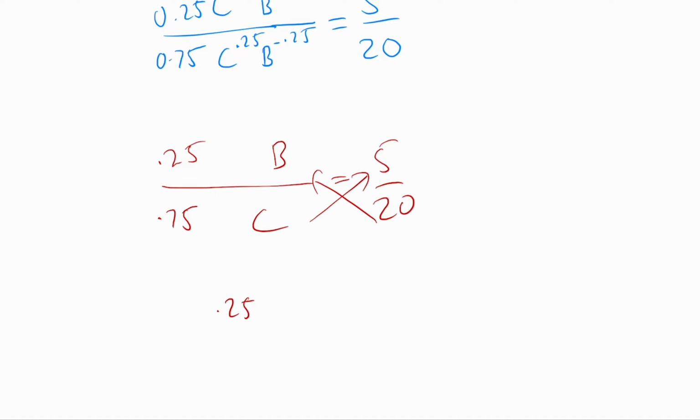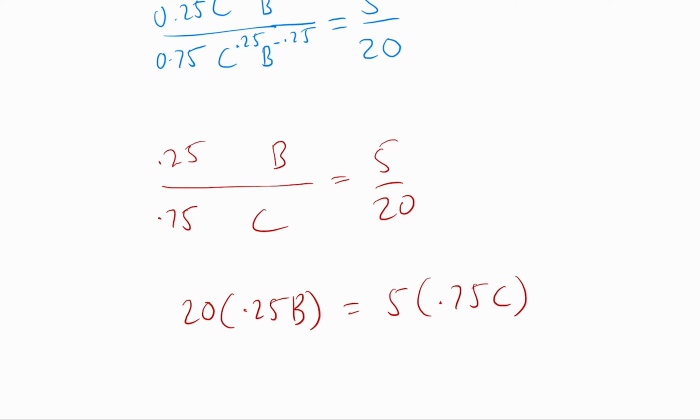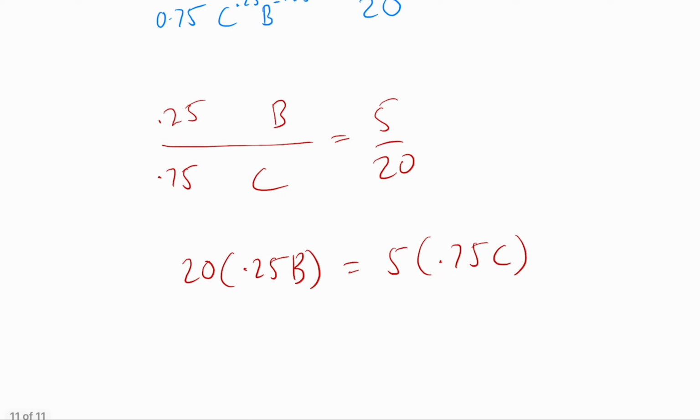Yes, like this and then this, right? So we're just going to say 20 times 0.25b equals 5 times 0.75c. And so 20 times 0.25 ends up on my calculator being 5b equals, and then 5 times 0.75 on my calculator ends up being 3.75. So we get this.